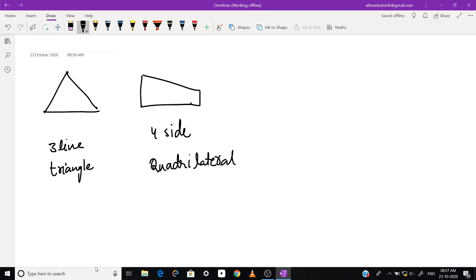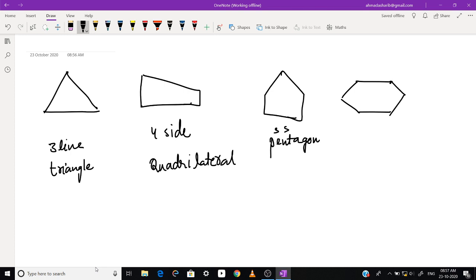Okay, now it has 5 sides. 1, 2, 3, 4, 5. So its name is pentagon. Pentagon. Okay, and now this figure has 6 sides. So it has 6 sides, that is why its name is hexagon.